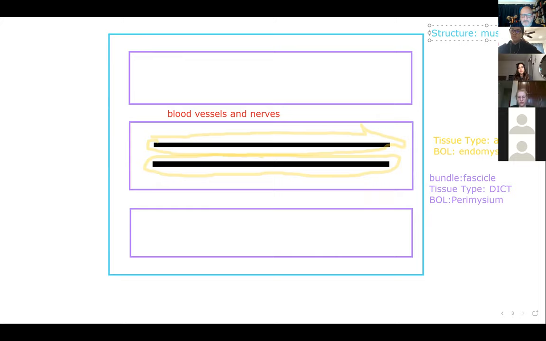Right. What type of tissue forms this bundle? Dense irregular connective tissue. Another dense irregular connective tissue, just like the purple one we drew, but this one binds the fascicles and the blood vessels and nerves together. Based on its location, we call it? Epimysium. Excellent.